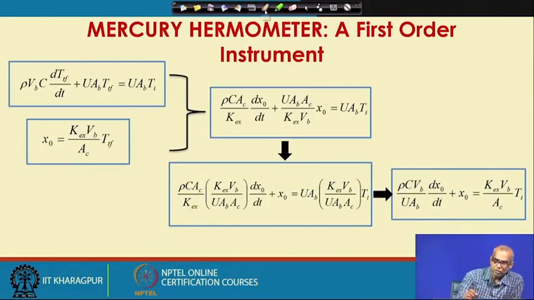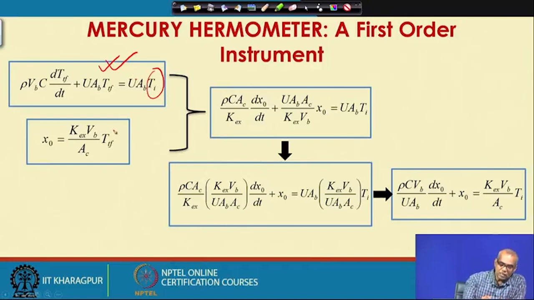So, this is the equation we just derived. I can also write this equation in terms of dx0/dt. So, this equation's output is the temperature of the bulb, or the temperature indicated by the thermometer, that is related to this input T i.